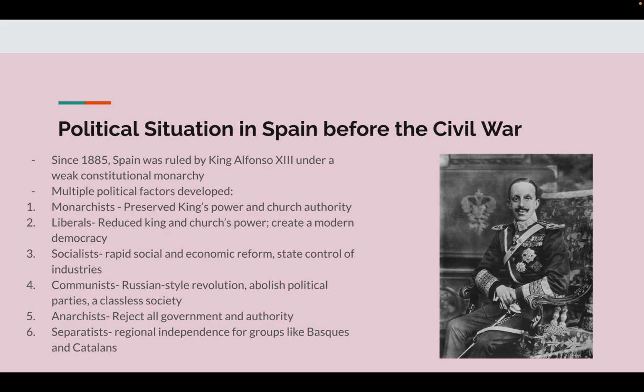Socialists wanted rapid social and economic reform, and state control of industries. Communists wanted a Russian-style revolution, abolishing political parties and classes of society. Anarchists rejected all government and authority. And separatists wanted regional independence for groups like Basques and Catalans.